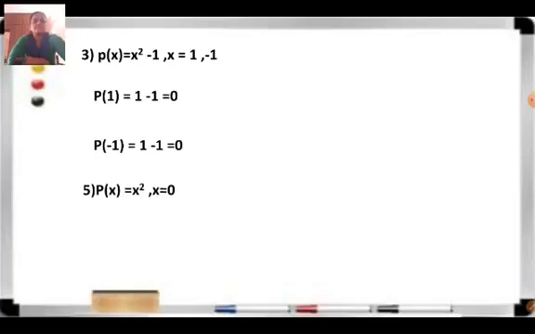See the next sum, question number 5. P of x equal to x square. Here they ask you to find out whether x equal to 0 is a zero of the polynomial or not. What will we do? We will find the P of 0 value. P of 0, 0 square is 0. Therefore yes, 0 is a zero of the polynomial. That means 0 is a root or factor of the polynomial if you get the value as 0.